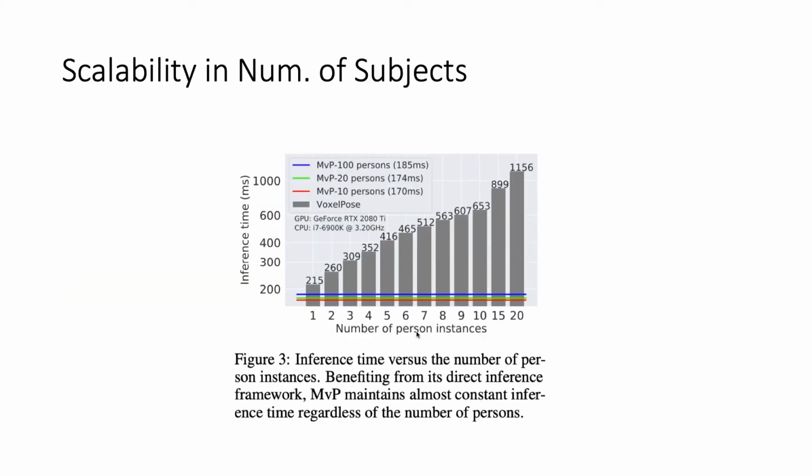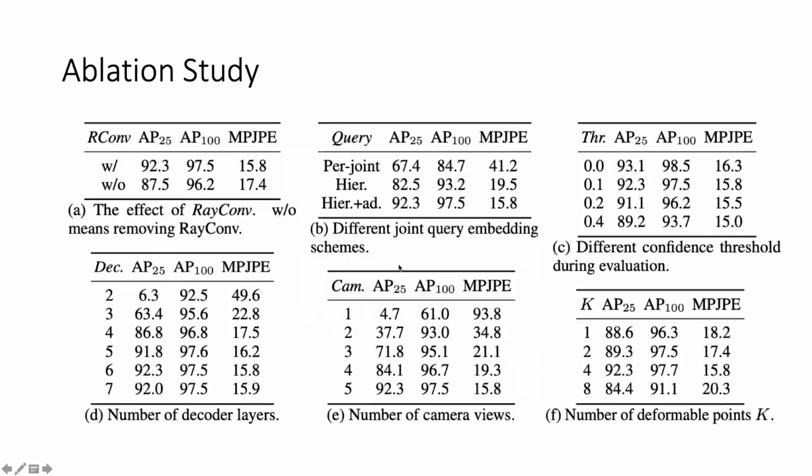Here is the scalability with respect to the number of subjects. We observe MVP maintains almost constant inference time regardless of the number of persons. Even with a 100-person model, the overhead is very small over that of 10-person model. While for VoxelPose, the inference time increases linearly with the number of person instances.